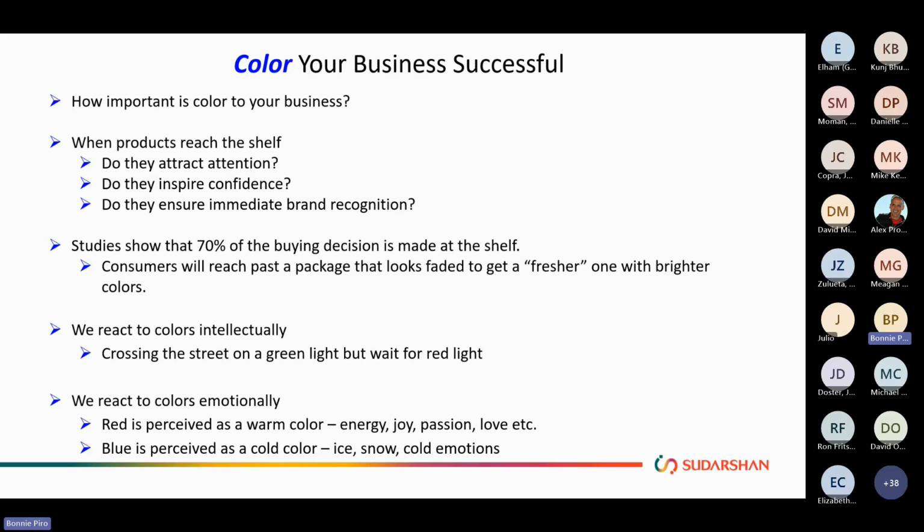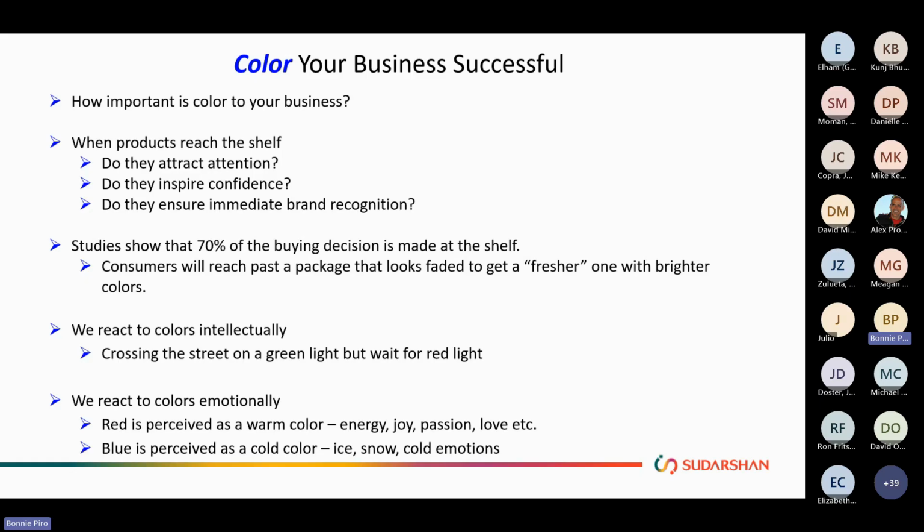As far as color is concerned, we are people, so we do things in a lot of ways. One way we react to color is from an intellectually based approach, where, for example, we cross the street on a green light, but we wait for the red light. Unless you're in New York City, but okay. And then we also react to them emotionally as well.